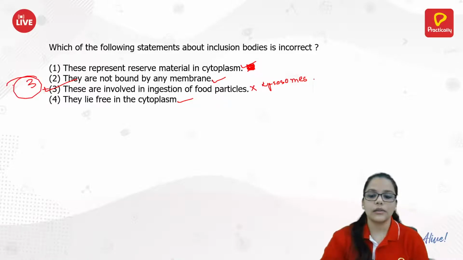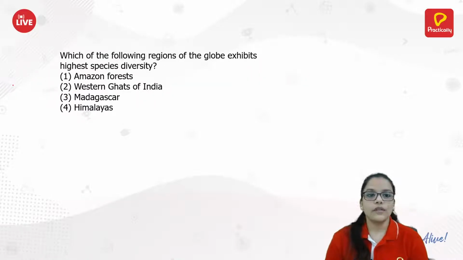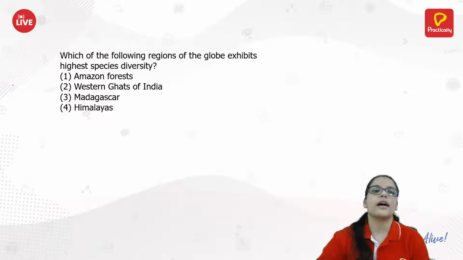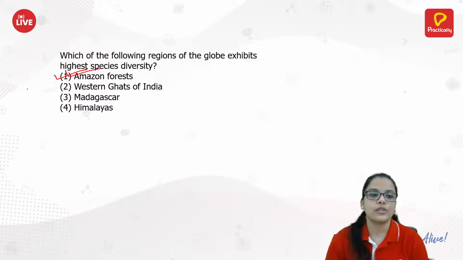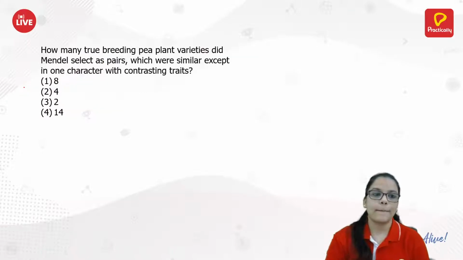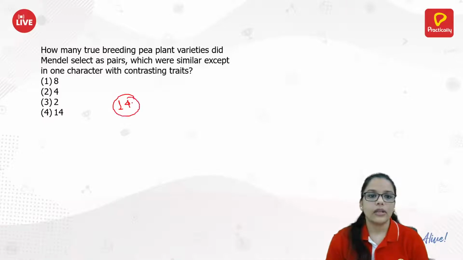Answer is 3. Which of the following regions of globe exhibits highest species diversity? It will always be Amazon rainforests or Amazon forests. Okay, how many true breeding plant varieties did Mendel select as pair? Mendel selected 14. Okay, he always selected 14, not 8, 4 or 2. He selected 14 for the independent segregation thing.